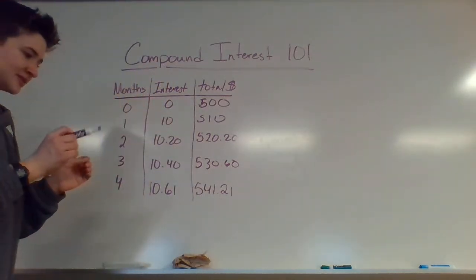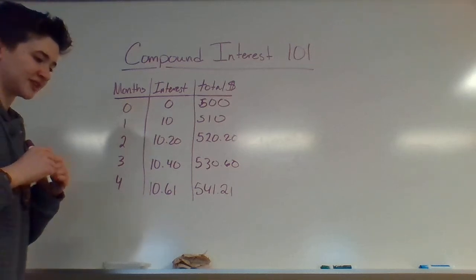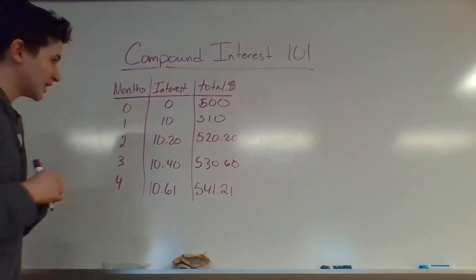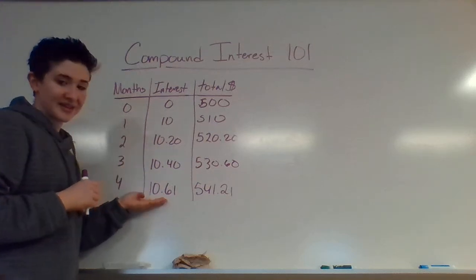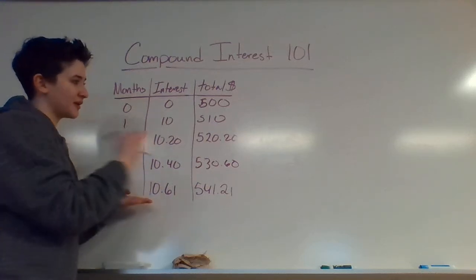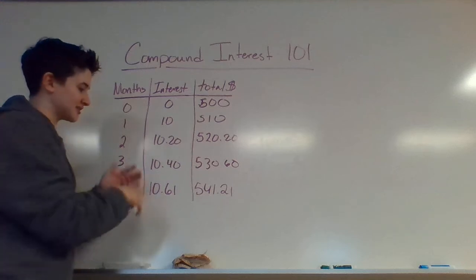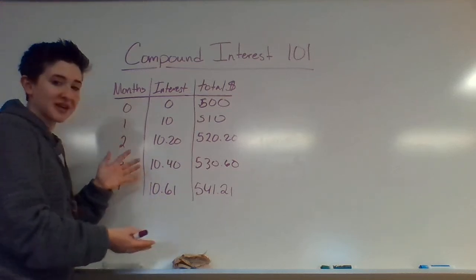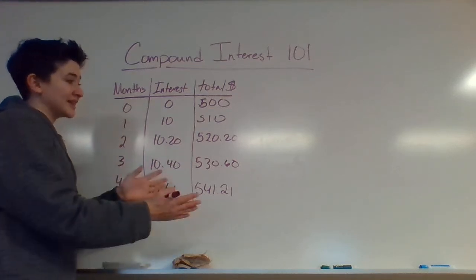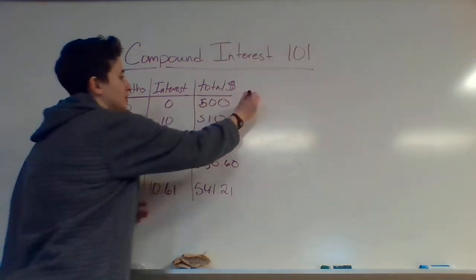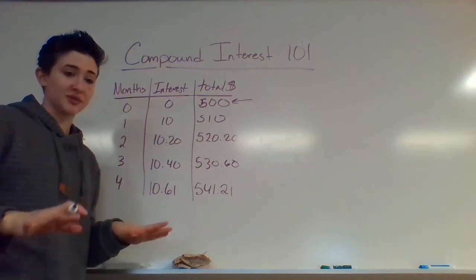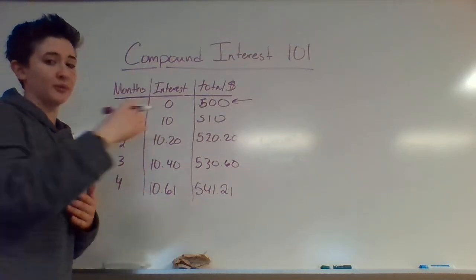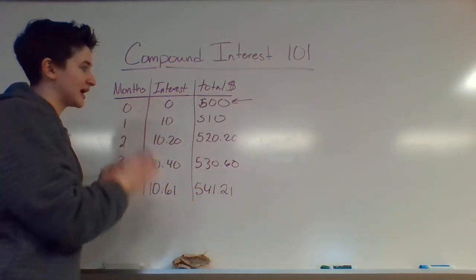Compound interest. The reason it's special is because I don't add the same thing every time. Did you notice I added 10 here, and then 10.20, and then 10.40, and then 10.61. I add very different things every month. It just gets bigger and bigger and bigger based on how much money you have. Unlike simple interest, which you remember starts with the principal, and it only gives you what you originally put in, no matter if you take things out or you put more in. It's the exact same. Compound doesn't do that.